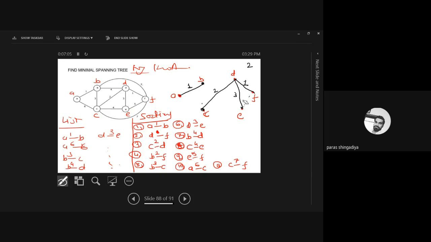And the last one is C and A. A and C, and then after C to F and A and C, so both will create a closed walk. Therefore we cannot include it in our graph. So this is our answer for this graph, and that is the minimum weighted spanning tree by using Kruskal algorithm.